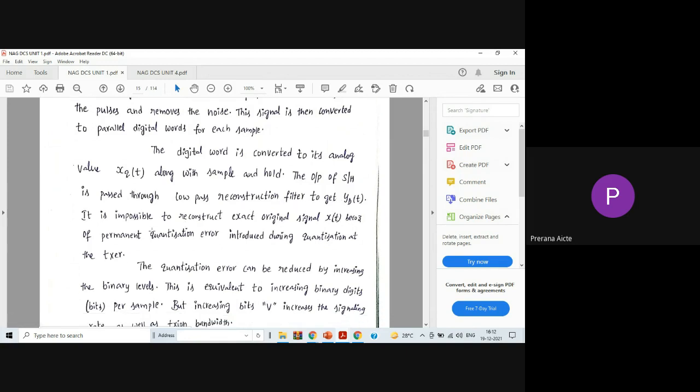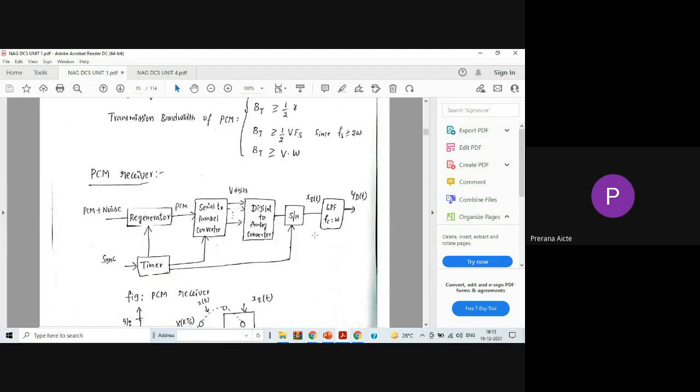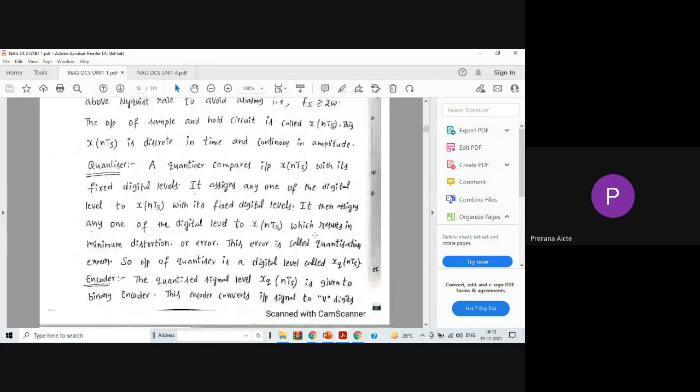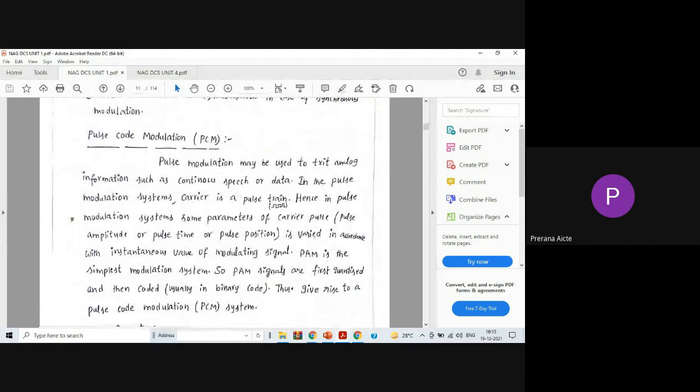But it is practically not possible to reconstruct the exact original signal back because of some quantization error. That quantization error can be reduced by increasing the binary levels. This is nothing but increasing the binary bits, which increases the signaling rate as well as the transmission bandwidth. So this is about pulse code modulation and the pulse code receiver.